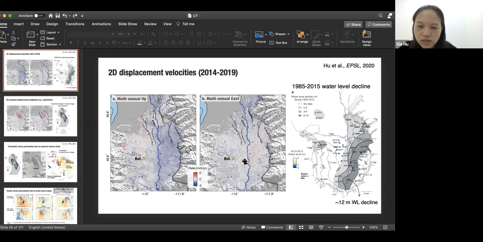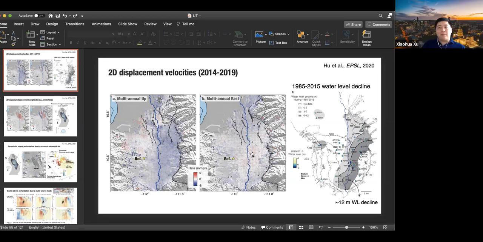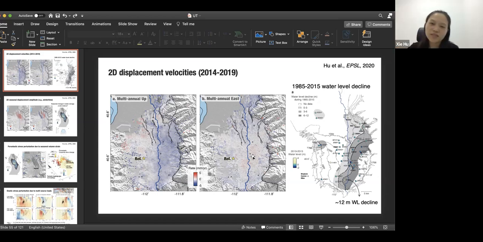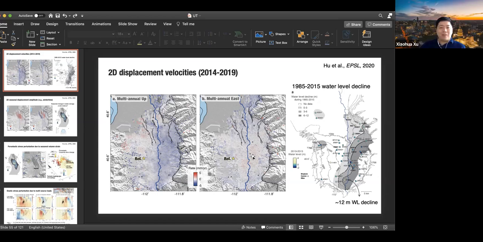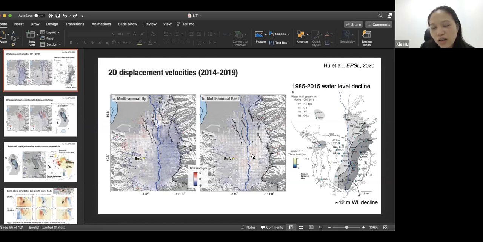I think it's a valid signal because we do observe similar things for the Central Valley, where the entire western side of Central Valley is sliding toward the east. Despite the seasonal signal, it looks like it's shrinking or expanding, depending on whether it's being loaded or unloaded. So have you ever thought about any mechanism for this type of deformation? Why is it moving one-sided in the long run?